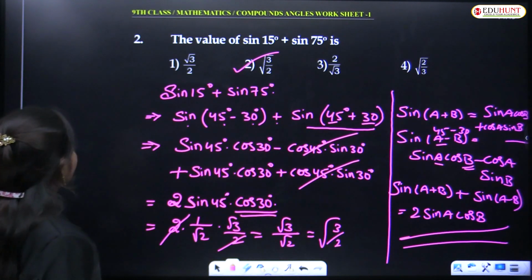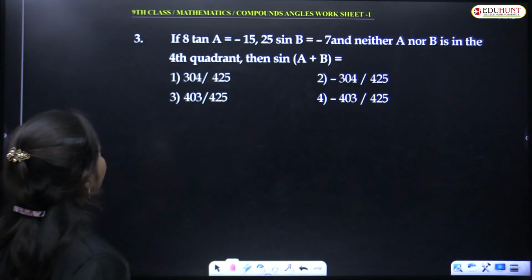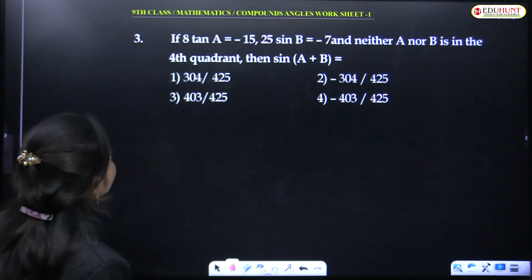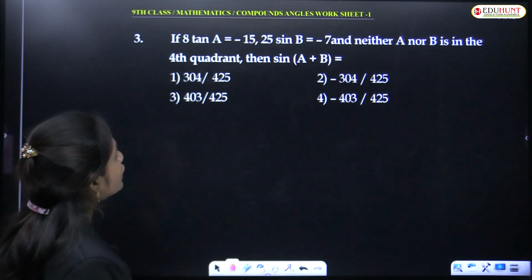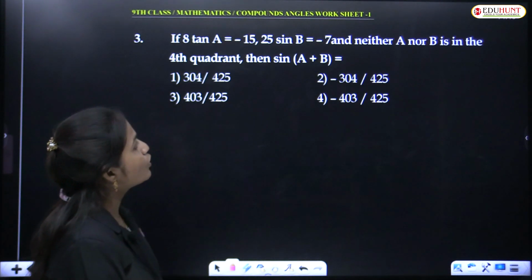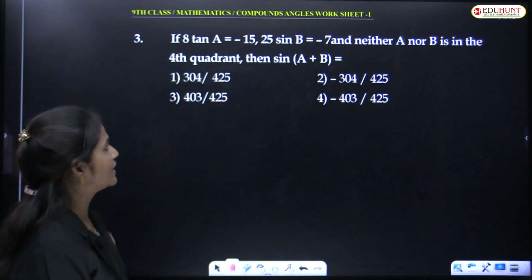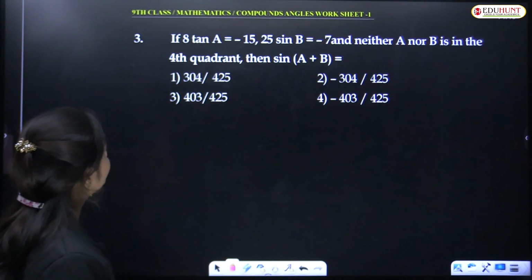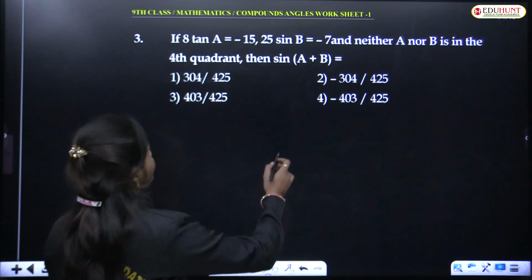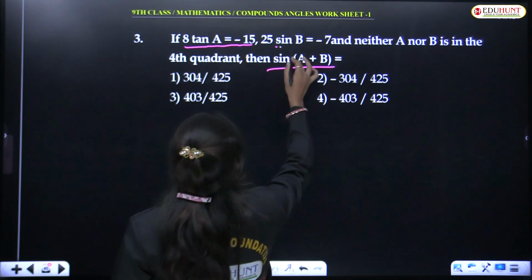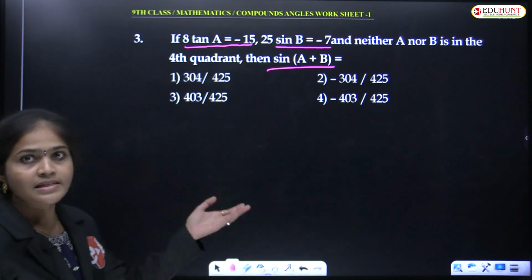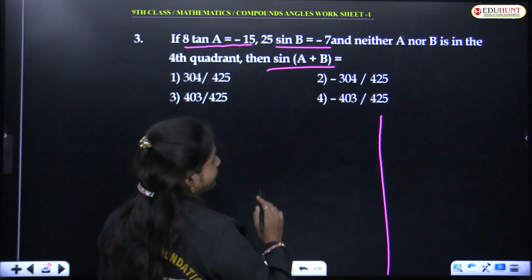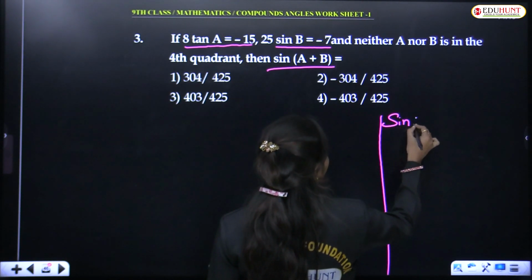Next, the third question: if 8 tan A is equal to minus 15, and 25 sin B is equal to minus 7, and neither A nor B is in the fourth quadrant, then we need to find the sin of A plus B formula value. Okay, so before finding sin of A plus B, first we need to simplify this, and after that we have to find the sin A cos B and cos A sin B values also. Why? Because first write here the sin of A plus B formula.